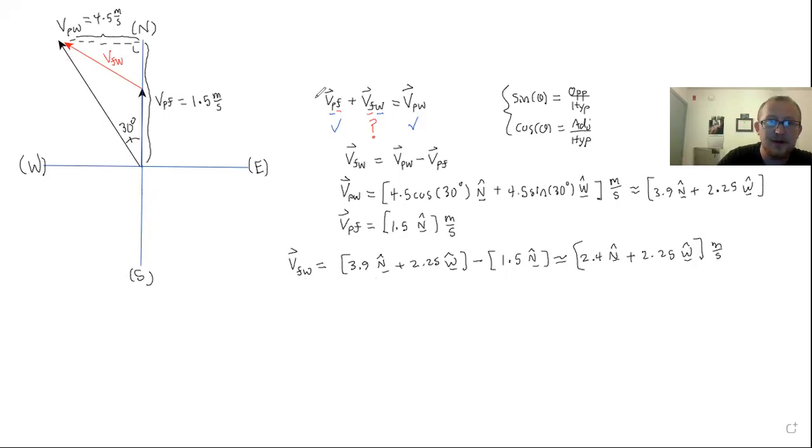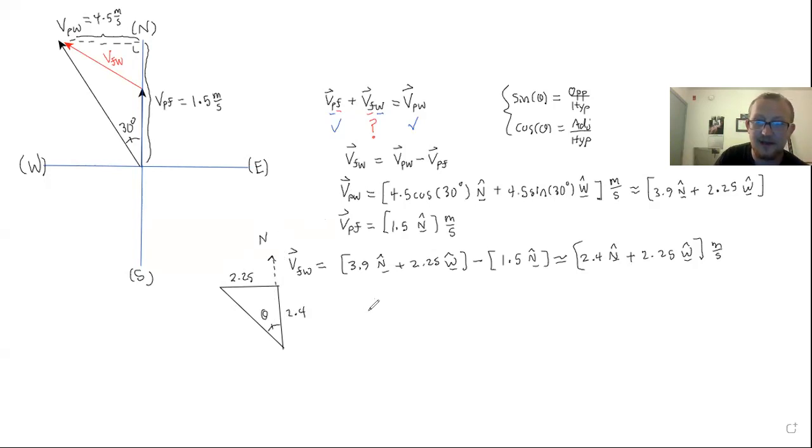All right, last step. I'm going to draw a right triangle to represent my new vector. My new vector has a westward component of 2.25 meters per second and a northward component of 2.4 meters per second. You can measure the angle from wherever you like, but since we've already measured our first angle from north, I'm just going to measure our next angle from the northward direction. So this is the northward direction.